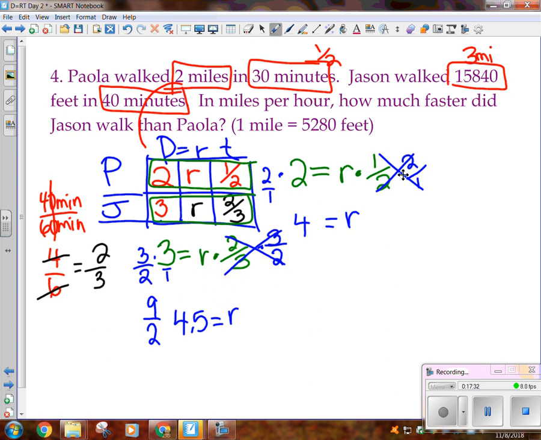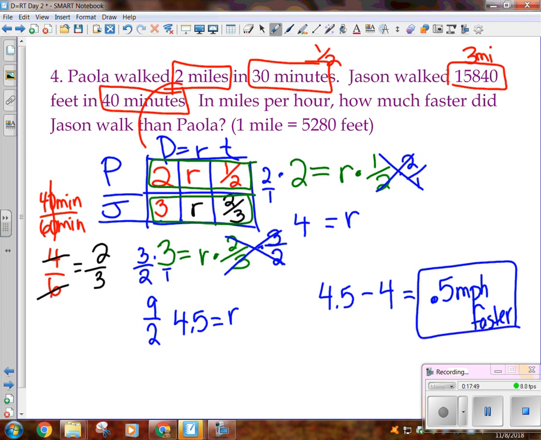Everybody good with that? Now the question says, how much faster did Jason walk? Well, Jason was faster. So it's 4.5 compared to 4. So he was what? 0.5 miles per hour. Okay, did the 3/2, yes sir. My sheet says how much faster did Paulo walk than Jason. Then it's probably got fixed and I just didn't fix it.